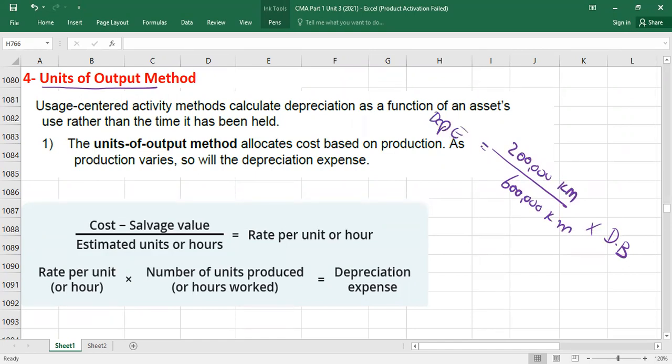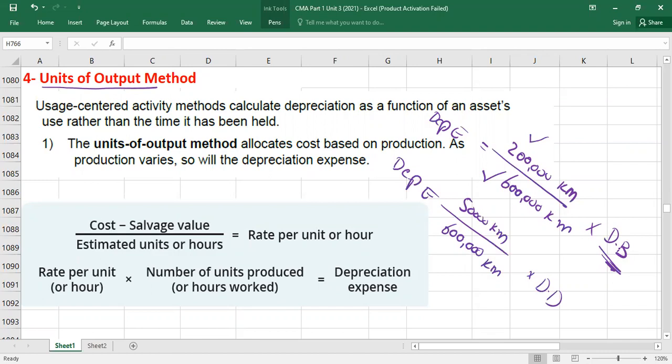Maybe in the next year they used only 50,000 kilometers. So in the next year they will take 50,000 kilometers divided by total expected usage, 600,000 kilometers, multiplied by depreciable base. This will give you depreciation expense. Right? It means what formula are we applying? We are taking actual output divided by total output expected multiplied by depreciable base. If there is no actual output, no depreciation. If more actual output, more depreciation. Less actual output, less depreciation. Done? No output, no depreciation.